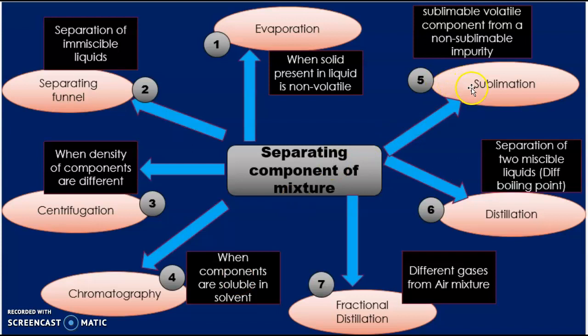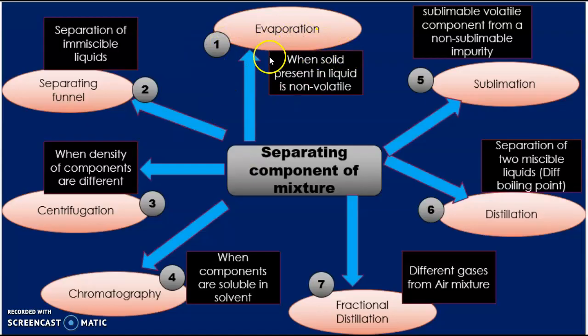Fifth is sublimation, where a sublimable volatile component is separated from non-soluble, non-sublimable impurities. Sixth is distillation. We can separate two miscible liquids if their boiling points are different. And seventh, we can obtain different types of gases from an air mixture by fractional distillation. So let's begin one by one.